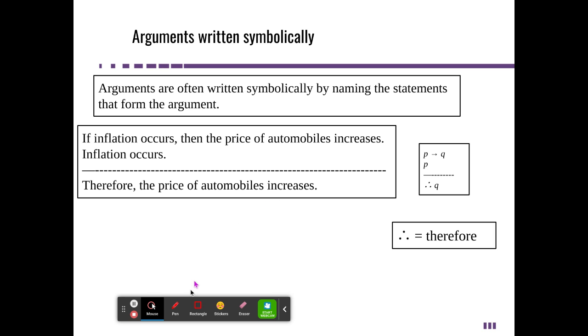In this case, we have an if-then. So this is if P, then Q, and that's the same thing here: if P, then Q. P. Those are our two premises, premise number 1 and premise number 2. And then therefore we have Q. Another example: if inflation occurs, then the price of automobiles goes up. So it's a sequential thing.